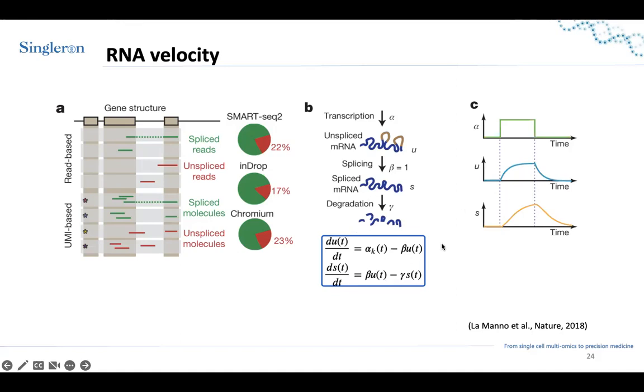And the idea of the method here is to find the parameters alpha and gamma for each gene. I mean, gamma is general for all the genes, but alpha is different for each gene. So once you find alpha, then you can know how fast a gene is transcribed. And then this will give you an idea on the RNA velocity, basically. This is where the name comes from.